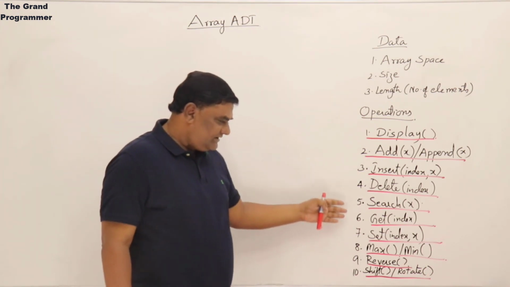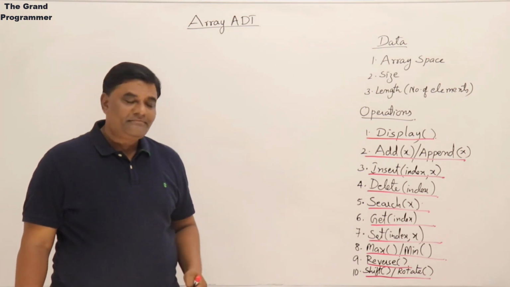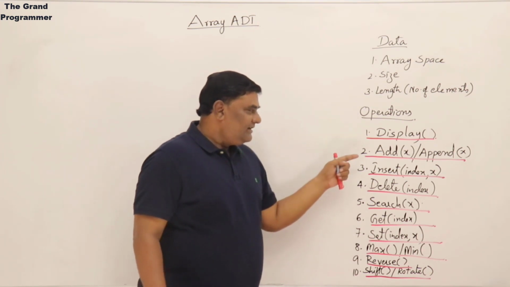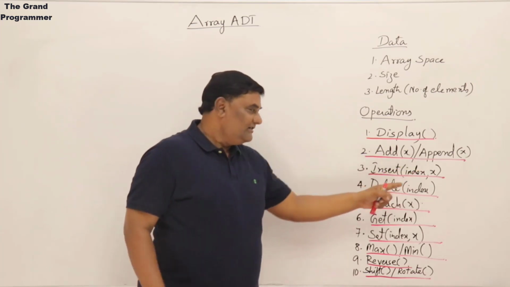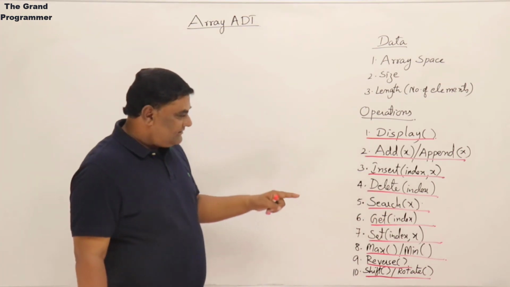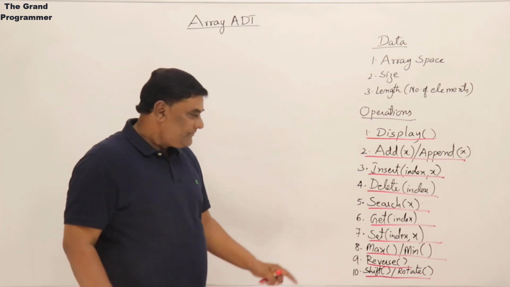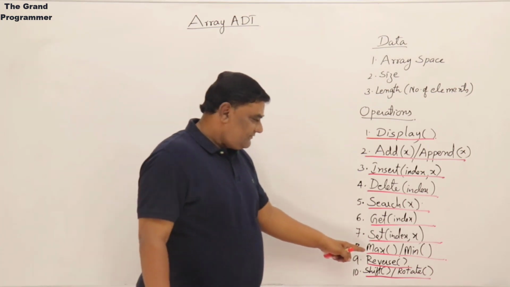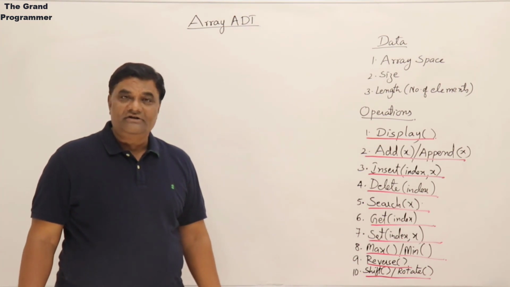Some of the operations here we will discuss in this video, and more operations I'll show you in the coming lectures. Now I will quickly read out the set of operations here: displaying an array, adding or appending an element in an array, or inserting an element at a given index in an array, deleting an element from a given index, searching for an element in an array, then getting an element from a given index, knowing what is the element present at a given index, and set, that is replacing an element at a particular index, then finding maximum or minimum, reversing an array, and also shifting and rotation of an array.